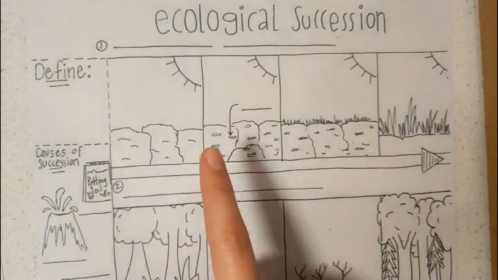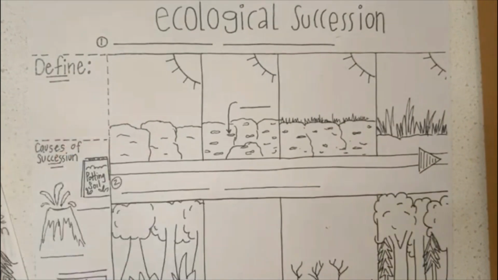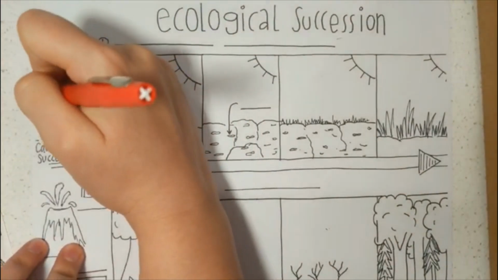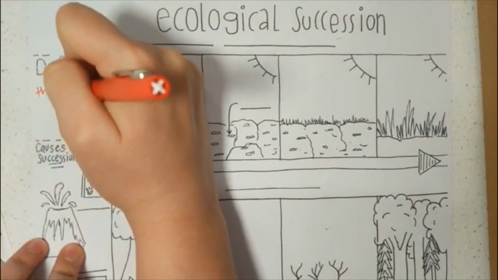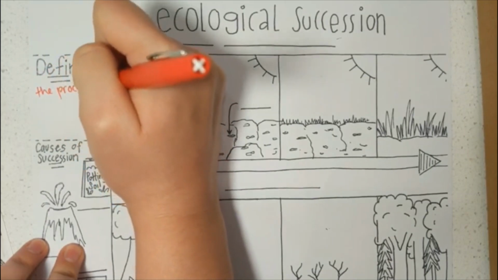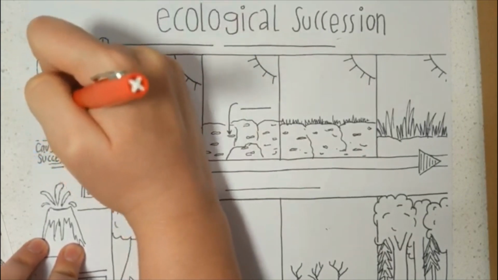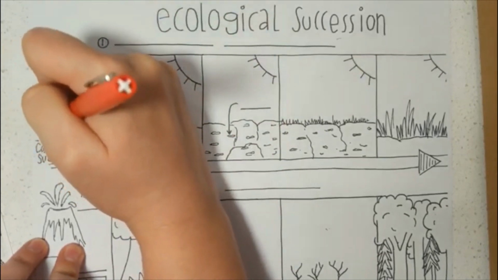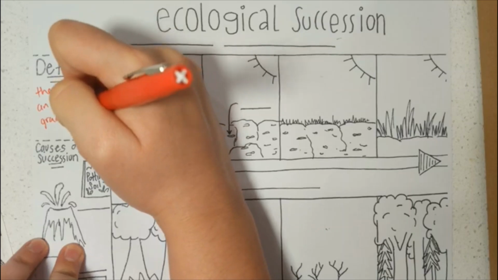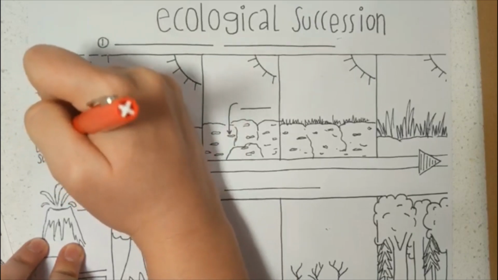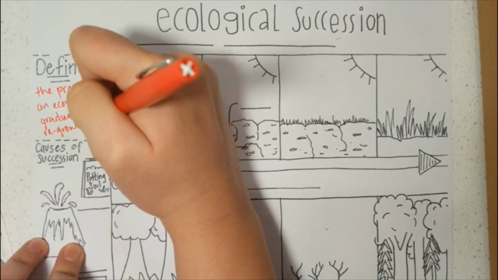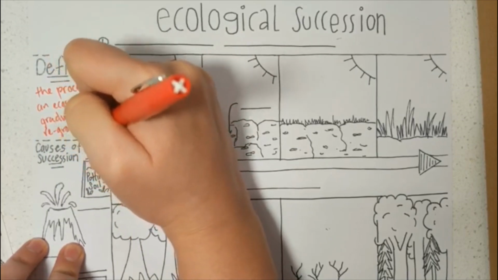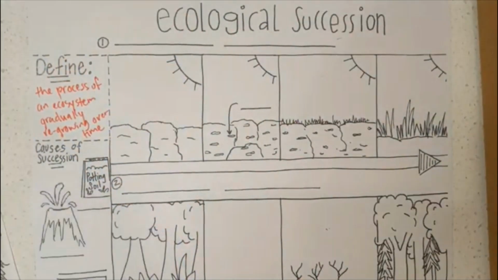Ecological succession. We're going to start with the definition, and our definition is the process of an ecosystem gradually regrowing over time. So, what does this definition mean?